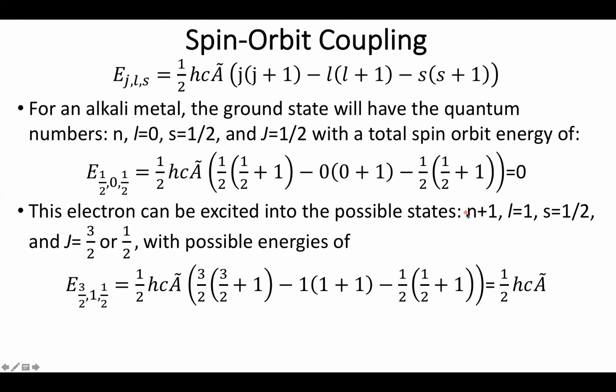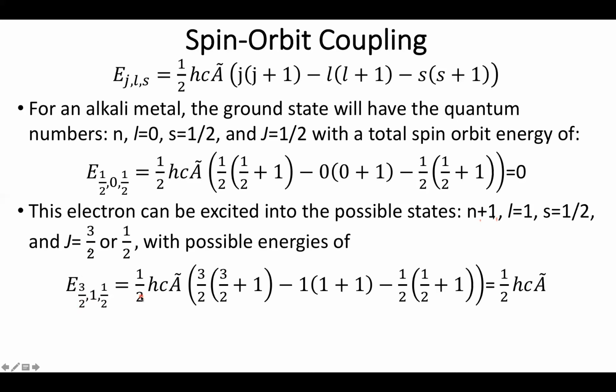So in this case, n will increase, my L is 1, and as a consequence, my total angular momentum can now either be 3/2 if my spin and orbit couple together, or 1/2 if they end up being opposed. So this is going to give me two possible energies. The first of which is going to be for our J equals 3/2 state.